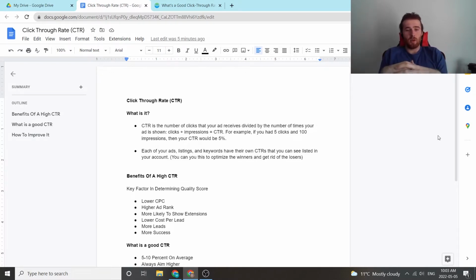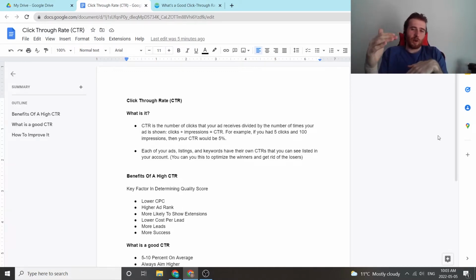It's also important to note if you have a high click-through rate, chances are you're going to have a high ad rank. So you're showing above your competition in Google Ads, which makes it more likely that you're seen first, more likely to be clicked on. And Google is also more likely to show your extensions, which means your ad's going to be bigger, which again means it's more likely to be clicked on, which essentially is a snowball effect. You generally have a higher click-through rate if your ad is bigger.